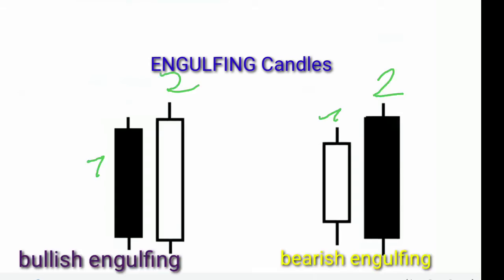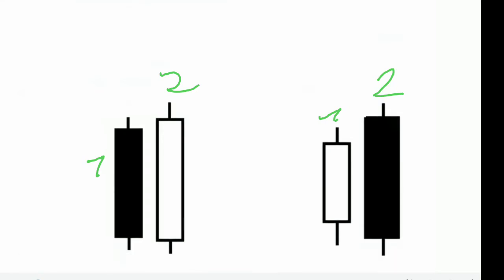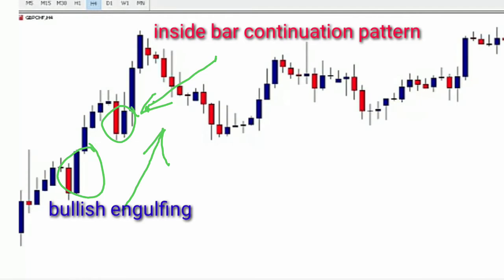Our next and important demand and supply pattern is the engulfing candlestick, which is a direct opposite of the inside bar pattern. We have the bullish engulfing and the bearish engulfing. Let's look at a direct application on a live chart of an inside bar and a bullish engulfing pattern.